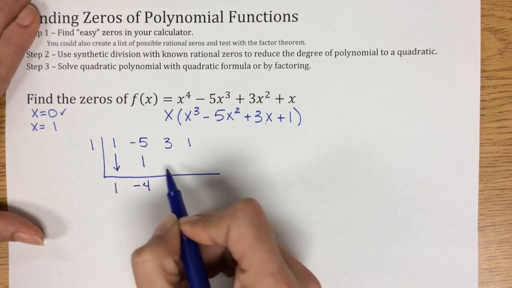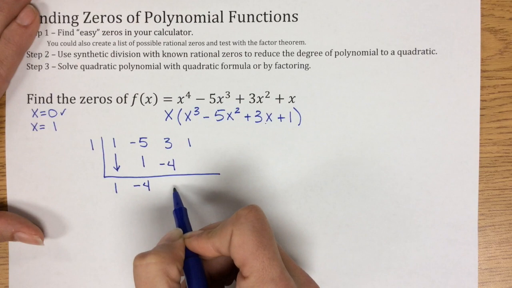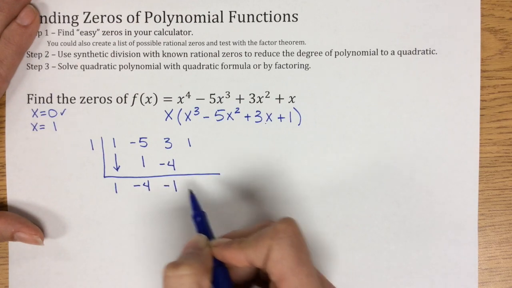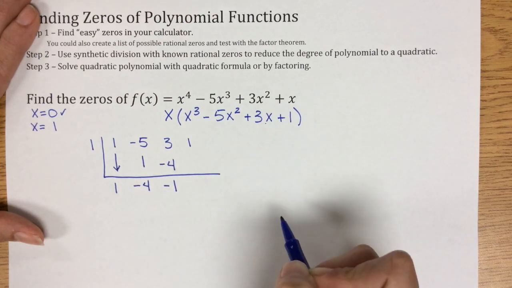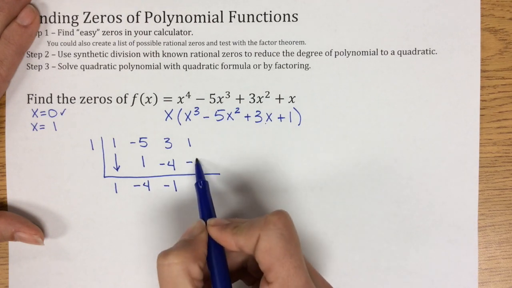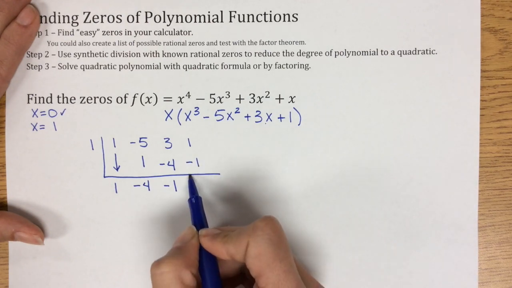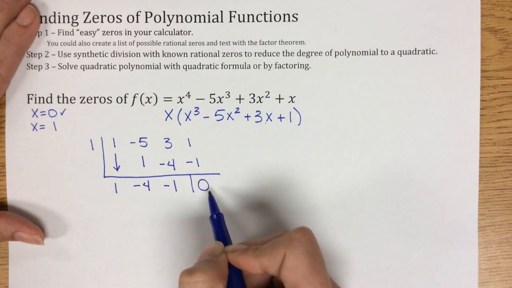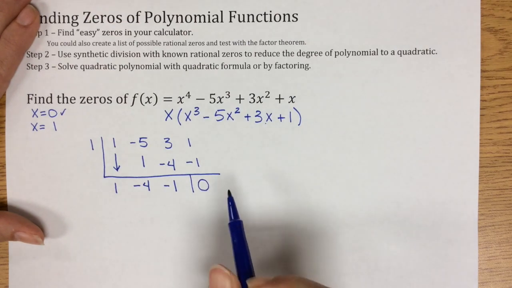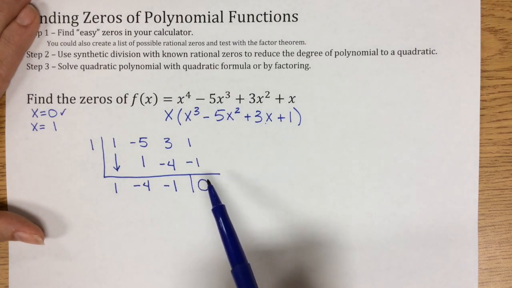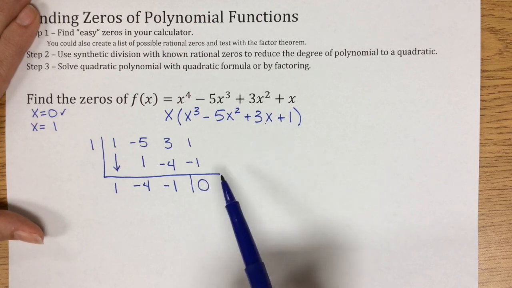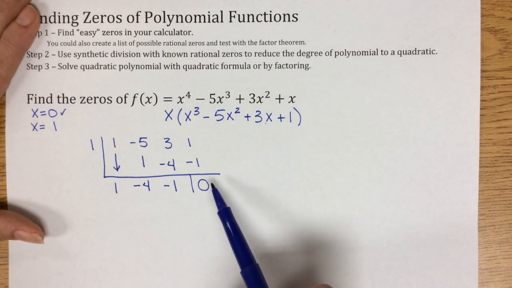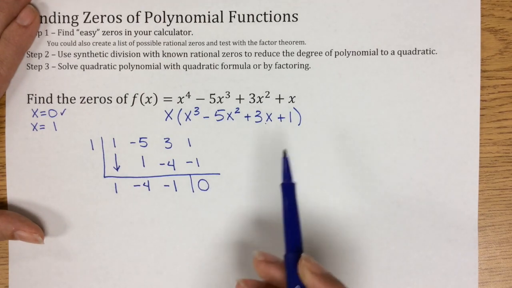-4 times 1 is -4. Add down, and I get -1. -1 times 1 is -1. Add down, and I get 0. If you don't get 0 here, you've done something wrong. You either found your zeros in your calculator wrong, or you've done some math wrong, because our remainder should be 0 if we find a 0 out of our calculator.